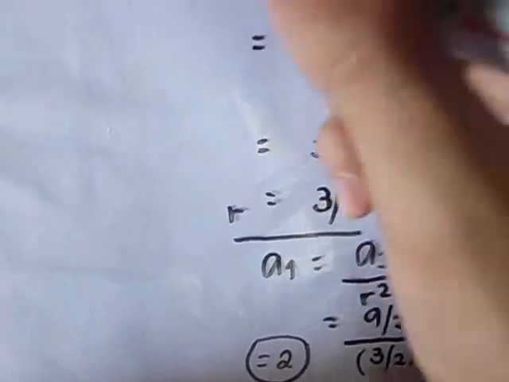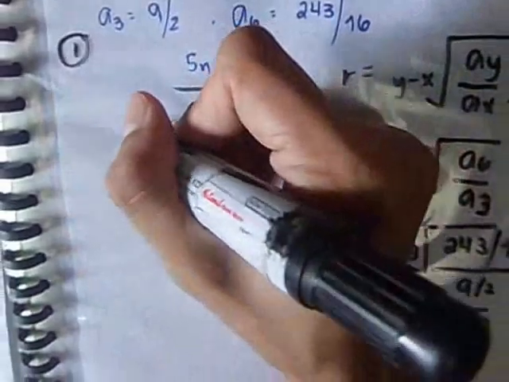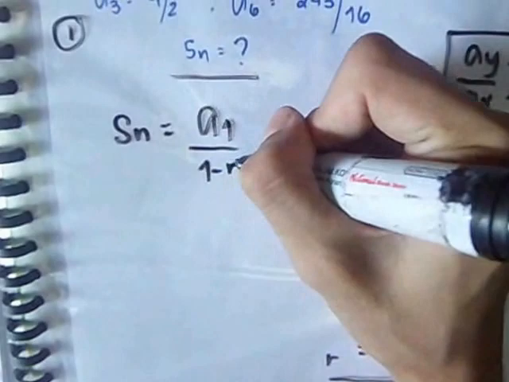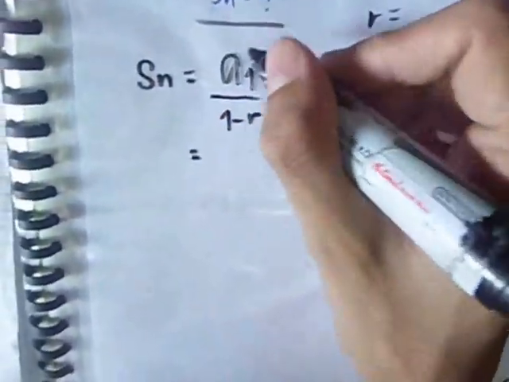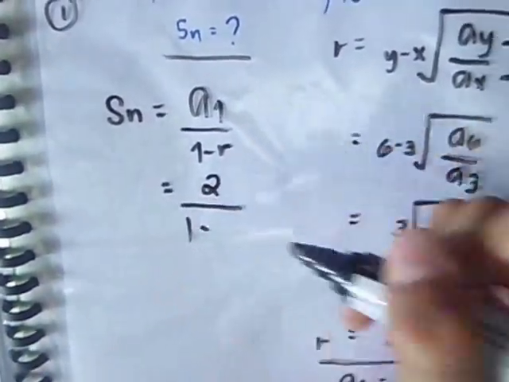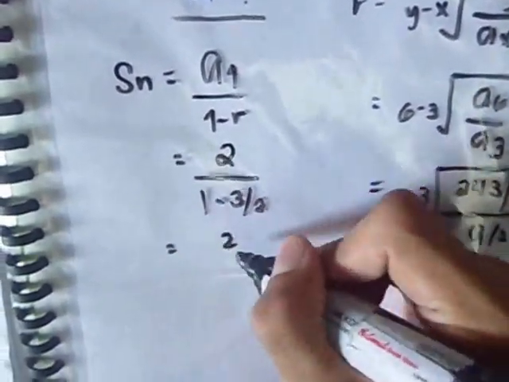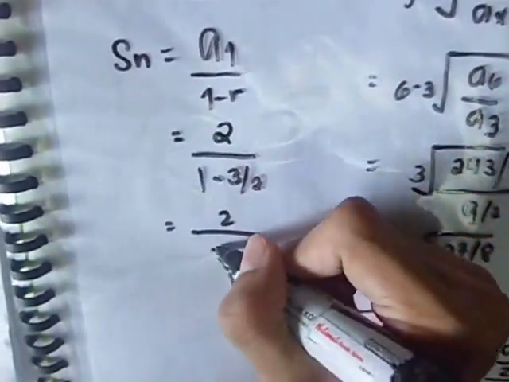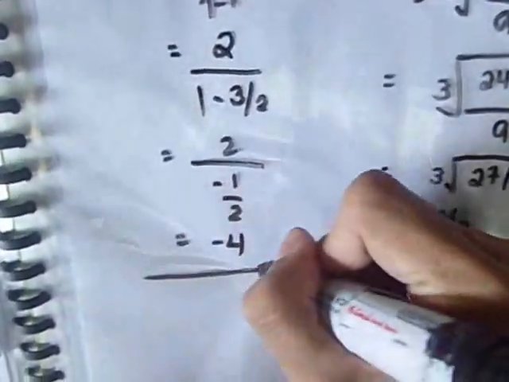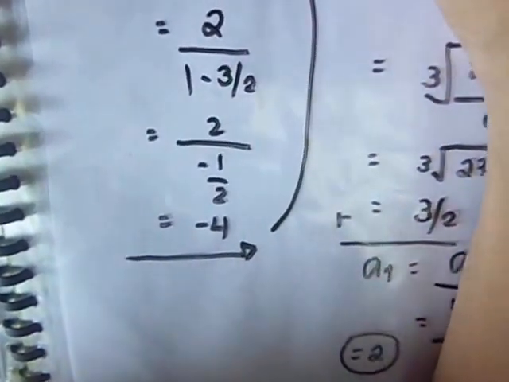Now, substituting it in our formula in finding the sum of an infinite geometric sequence, we have S sub n is equal to a sub 1 over 1 minus r. S sub n is equal to a sub 1, and that is equal to 2 over 1 minus common ratio r, 3/2, which is equal to 2 over negative 1/2, which is equal to negative 4. So the sum of this series is negative 4.